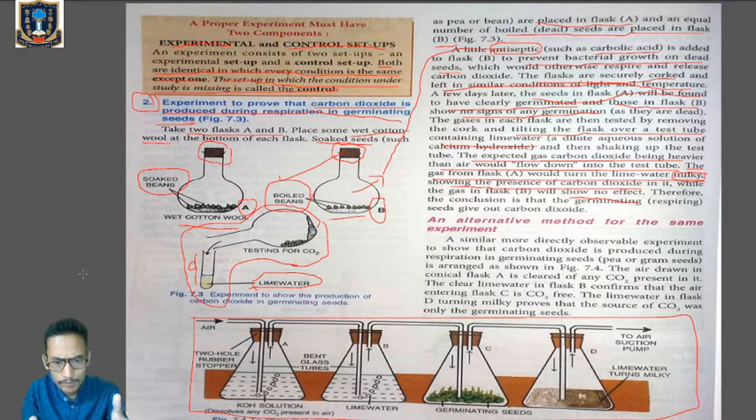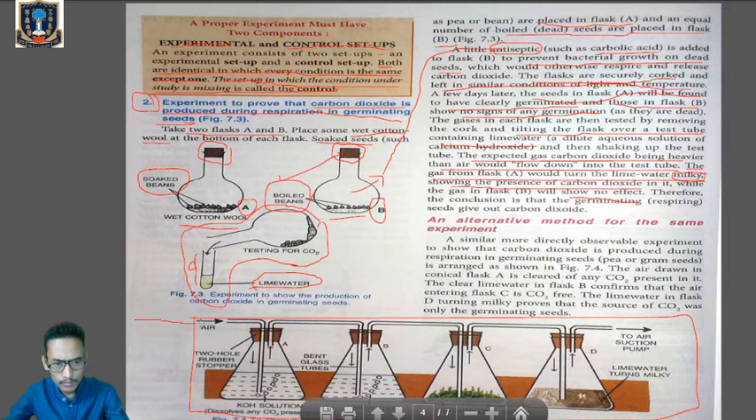Flask A, all right, flask A contains potassium hydroxide solution. KOH means potassium hydroxide solution, so that it can absorb the carbon dioxide present in the air. So you can see the air being introduced into the flask. Can you see over here? The air is being introduced into flask A.